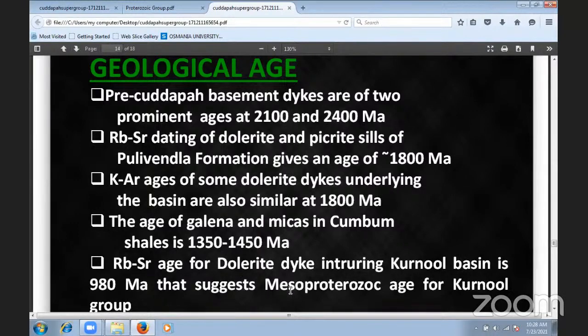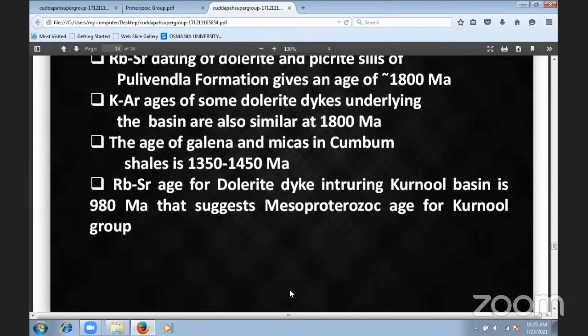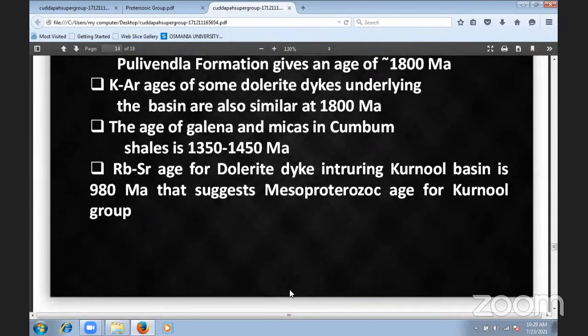The study of potassium-argon ages of some of the dolerite dikes, which underlie the basement basins, is also similar to the age I told you previously, that is 1800 million years. And the age of galena and mica in the Cumbum shales is 1350 million years. Rubidium-strontium age for dolerite dike intruding the dikes in the Karnool basin.